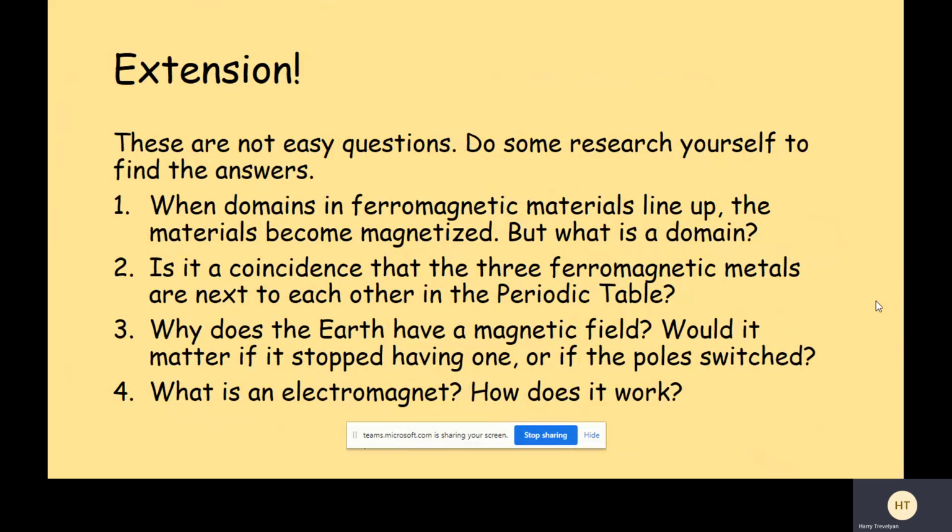And finally, my extension task. You really are brave for even reading these. But maybe just read them as things to consider. So question 1, what is a domain? Who knows? You will soon. Number 2, why are those 3 ferromagnetic metals, iron, nickel, and cobalt, all lined up next to each other in the periodic table? Who knows? Number 3, why does the Earth have a magnetic field, and does it matter? And number 4, kind of moving on to a future topic, but what is an electromagnet and how does it work? So those are my extension questions.